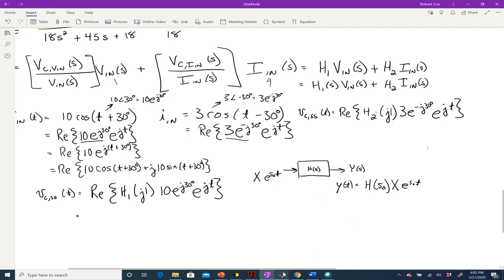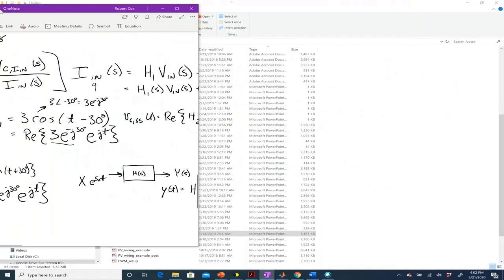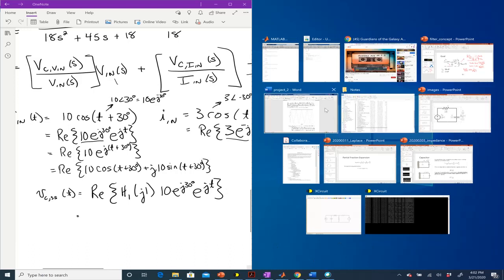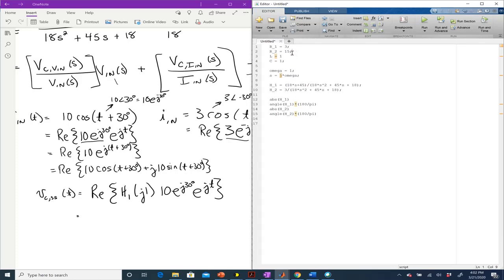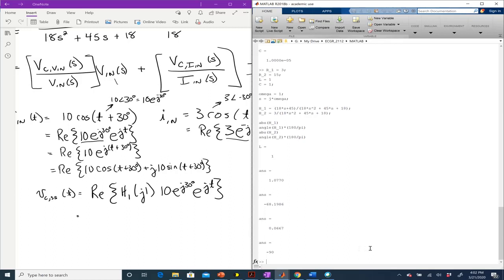To solve that problem, I wrote a piece of code where I plugged in R1, R2, L, and C. And then I wrote my H1 here and my H2 here. Now notice what I did. I said omega equals 1, that's our frequency. S equals j omega. Then here's my H1 expression, here's my H2 expression, and then I do abs and angle like that. I'm going to right click on that, evaluate, and I see that I get these numbers right here.